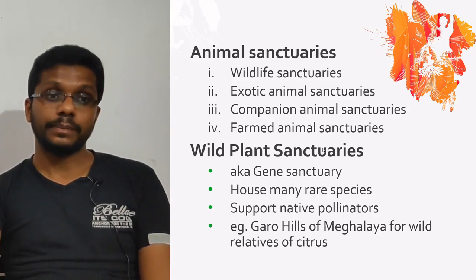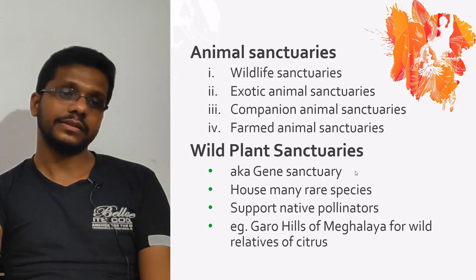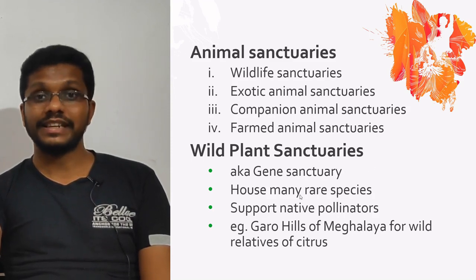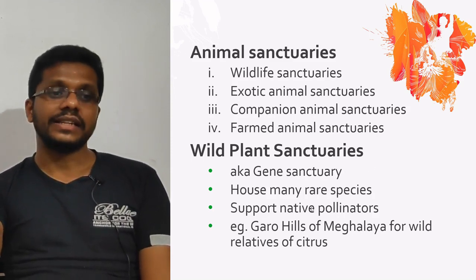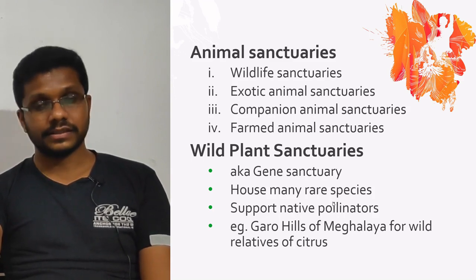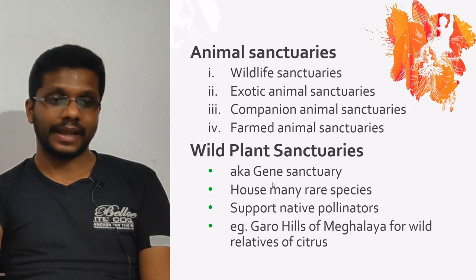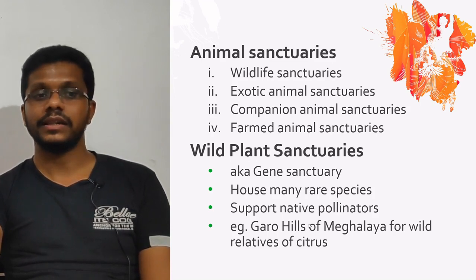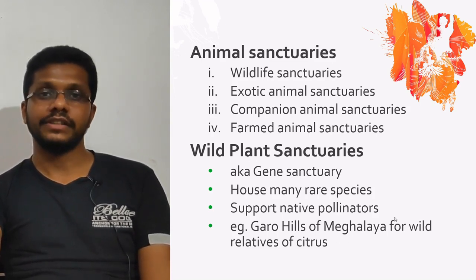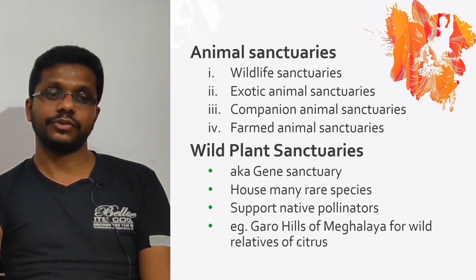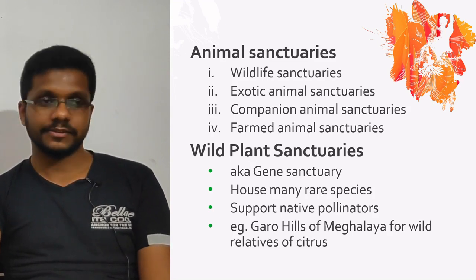There are also wild plant sanctuaries. They are also called gene sanctuaries. It houses many rare species of plants. It supports native pollinators related to the plants. In India, we have one wild plant sanctuary, which is called Garo Hills of Meghalaya, a sanctuary for citrus plants.